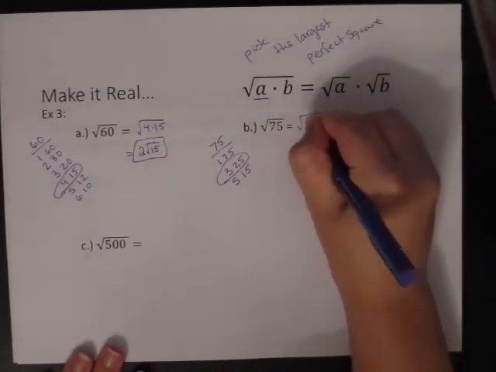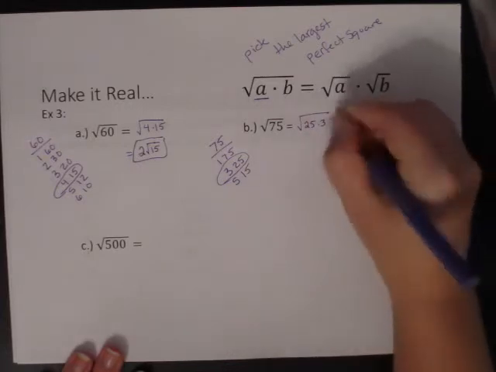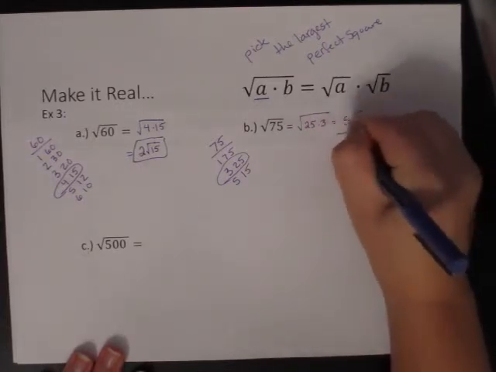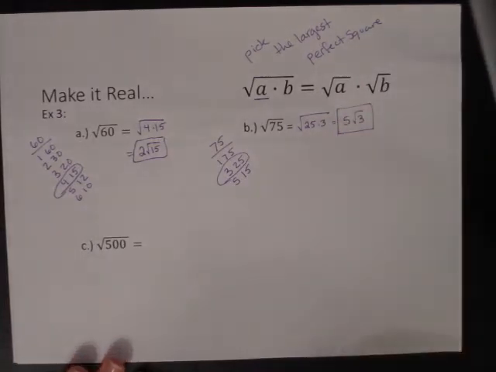So I take the square root of 25 times 3, and the square root of 25 is going to be 5, so the answer is 5 square root 3, because that's what's left over, and I box my answer. Okay, so pause it and try to see if you can do C.